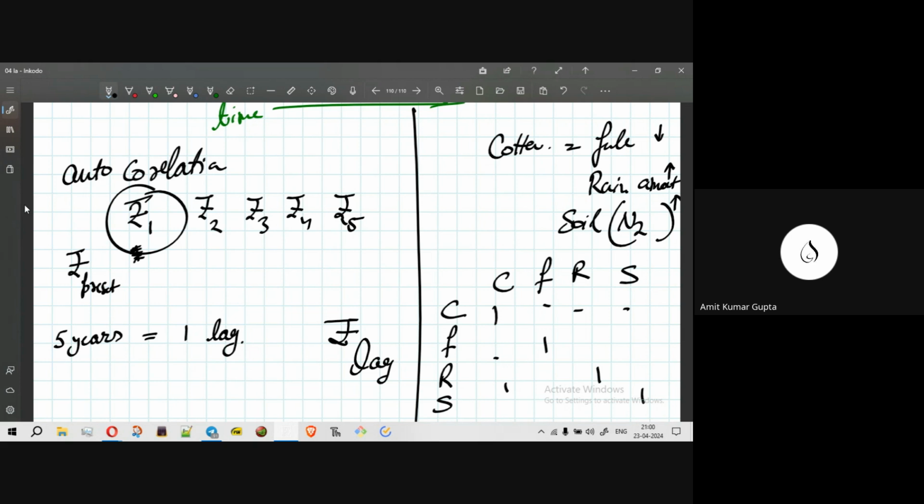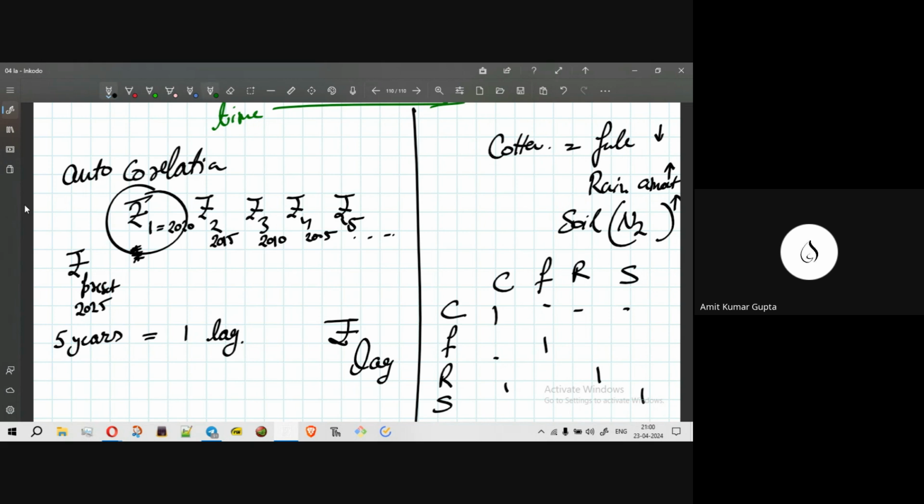What is the meaning of lag? We are talking about 2025. If my lag is equal to 5 years, it will be 2020. Lag 2 is behind, which is 2015. Lag 3 is 2010. Lag 4 is 2005. Okay, so you guys got the idea. So there is a relation.